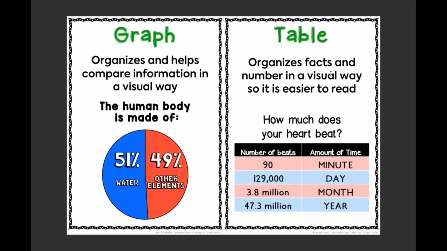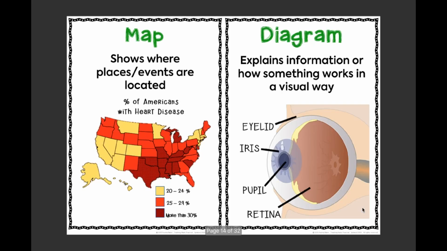Also, we have tables. So tables are an easier way to read through facts, like I was just saying. So usually they're labeled, and this one is how much does your heart beat? It gives you number of beats, and then it gives you the amount of time. So 90 per minute, 129,000 per day, 3 8/10 million per month, and 47 3/10 million per year.